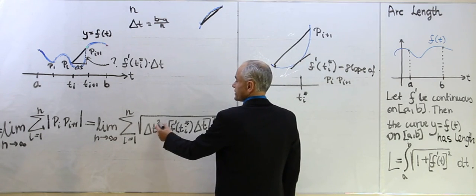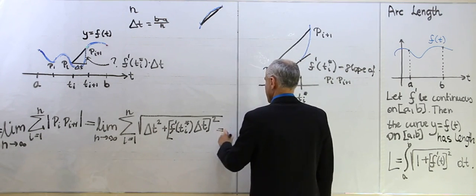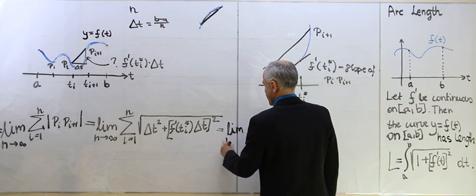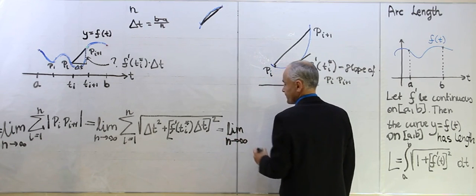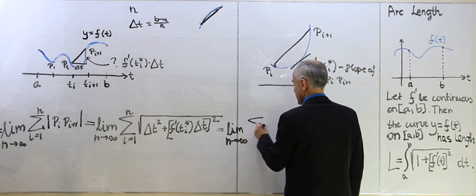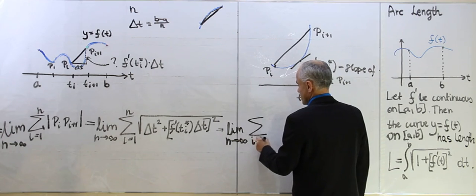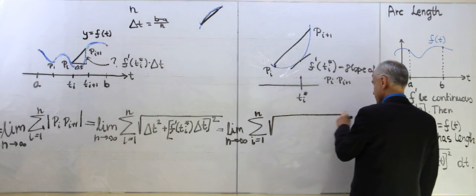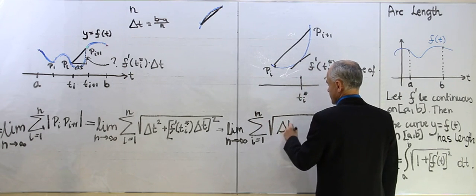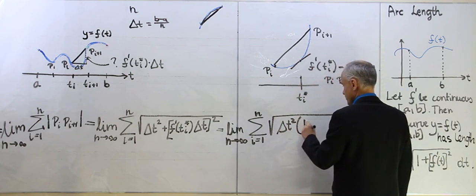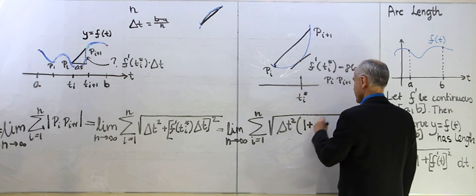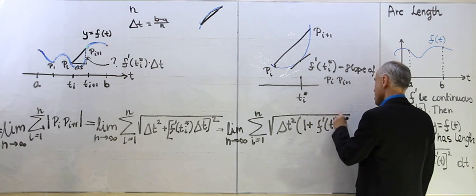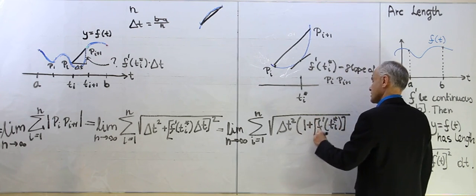I can factor that delta t squared, right? So I get the limit as n goes to infinity of the summation as i varies from 1 to n of the square root of delta t squared times 1 plus f prime of t_i star squared.